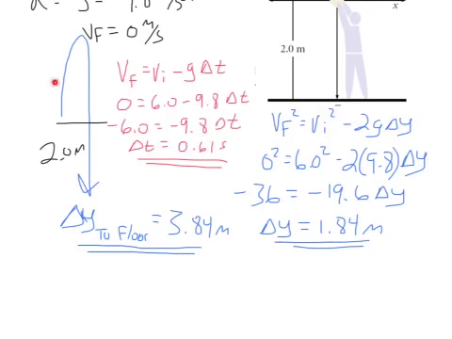It already took us 0.61 seconds to get here. Now we're going to think, okay, if this ball were dropped from this height here, this 3.84 meters, to the floor, how long would that take? And then we're going to take those two times and add them together.